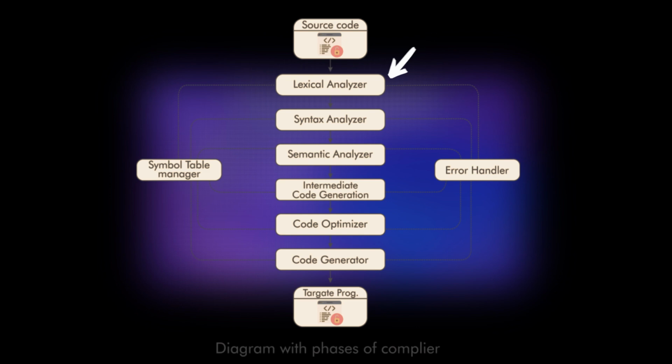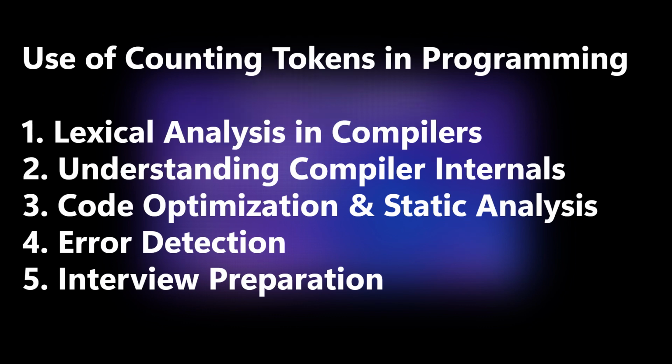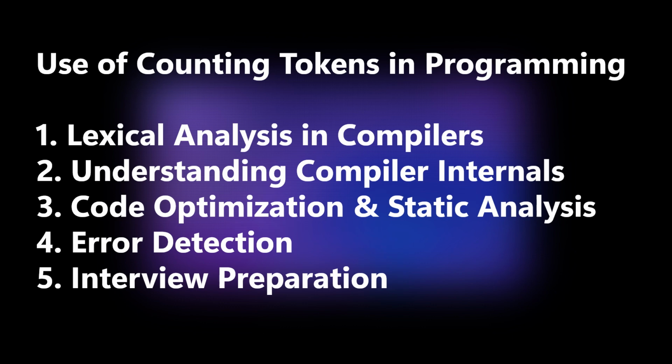Counting tokens helps to ensure that the code structure is correct and syntax rules are being followed. Counting tokens isn't just a theoretical concept. It has practical uses in various areas of programming and software development. For example, lexical analysis in compilers, understanding compiler internals, code optimization and static analysis. Also, we need that for error detection.